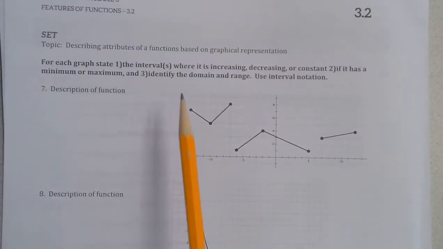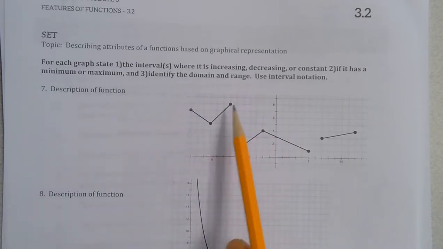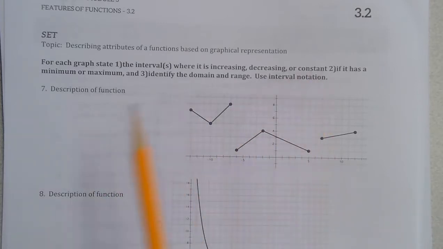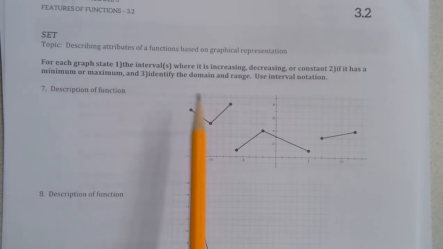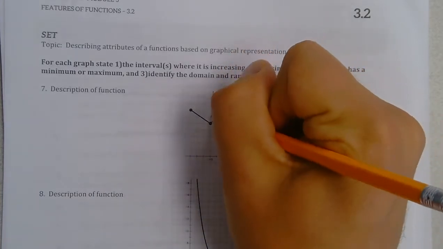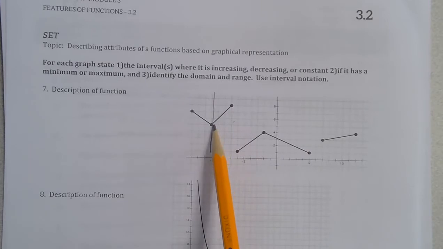All right, so here we're going to talk about the intervals of decrease of this graph and the intervals of increase. We're going to look at maximums or minimums and a domain and range. So first of all, if we talk about intervals of increase, I see one from here to here.